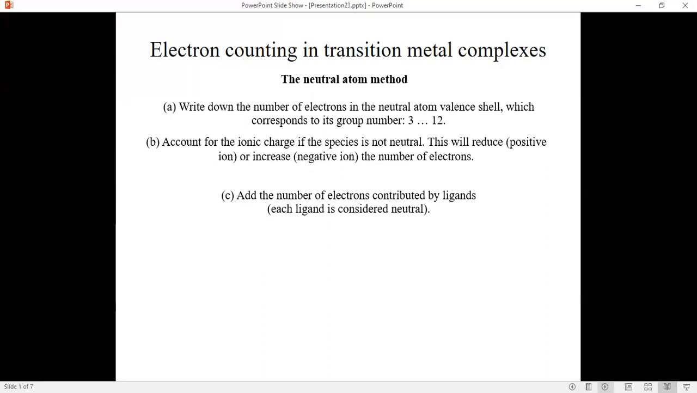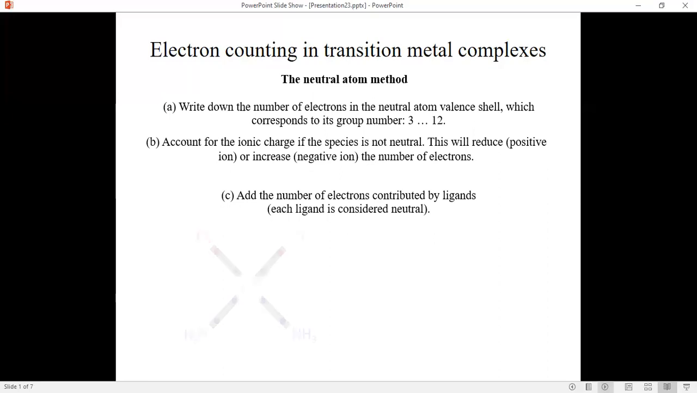Thirdly, you add the number of electrons contributed by the ligands, whereby you have to consider each ligand to be neutral. That means that you have to cleave the metal ligand bond so that you're producing a neutral ligand, and then look at how many electrons that neutral ligand contributes to the bonding.